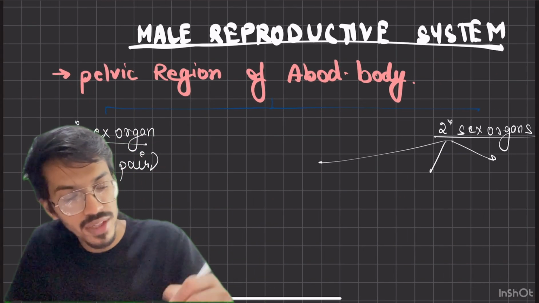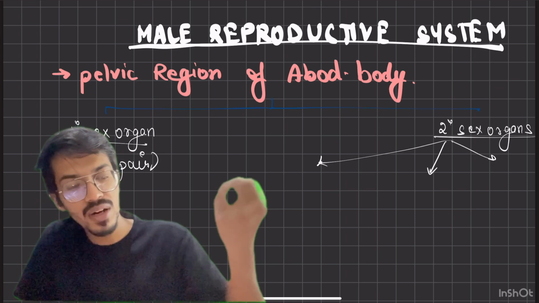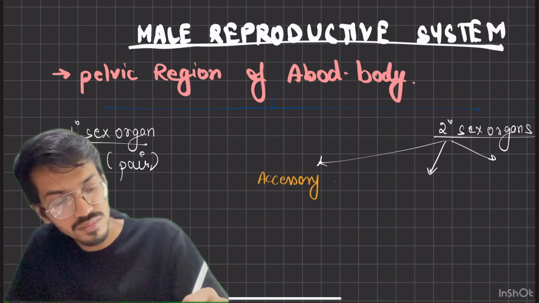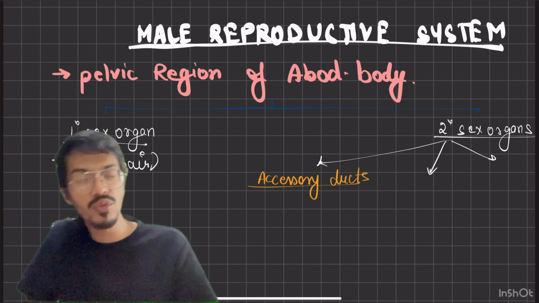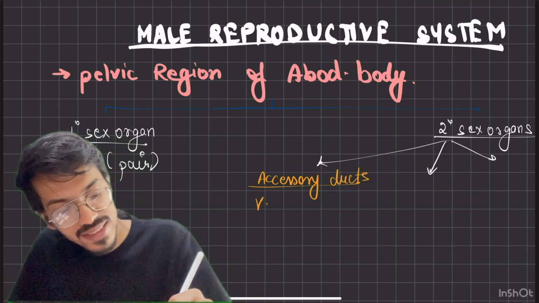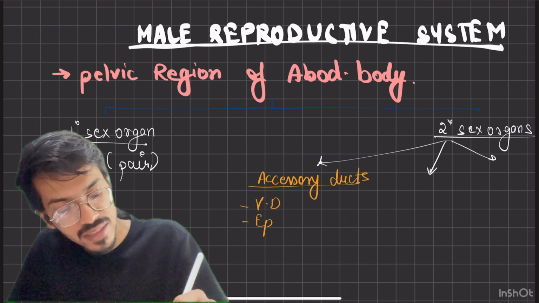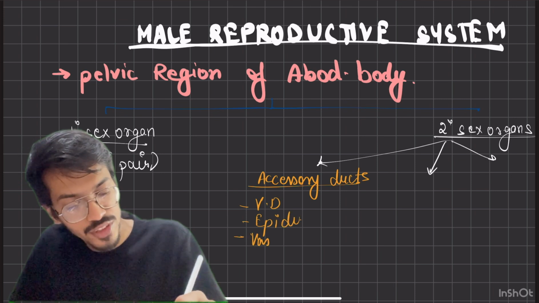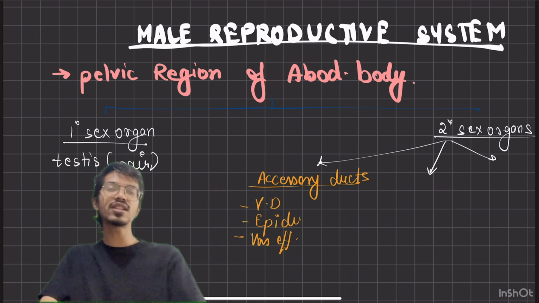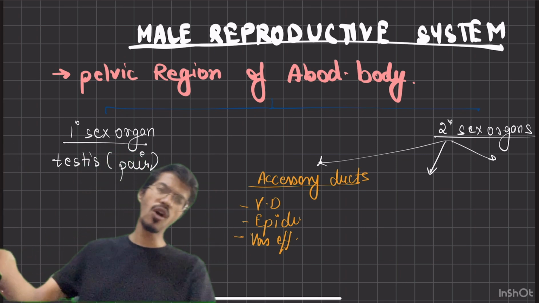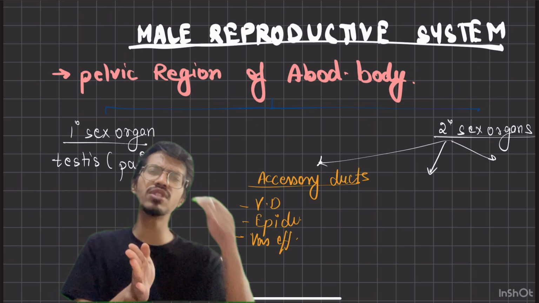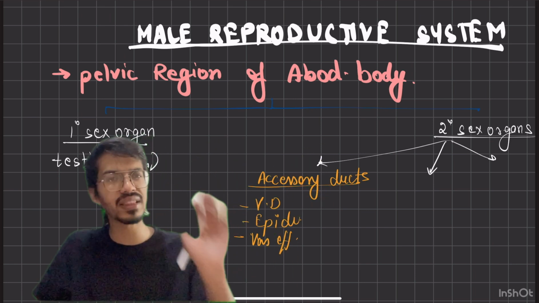What are those categories? Number 1 is the accessory ducts. What would be the accessory ducts? Like your vas deferens, epididymis, and vasa efferentia, all of these ducts which are conducting the sperm from the testes towards the outside. We will learn that in the pathway of the sperm.